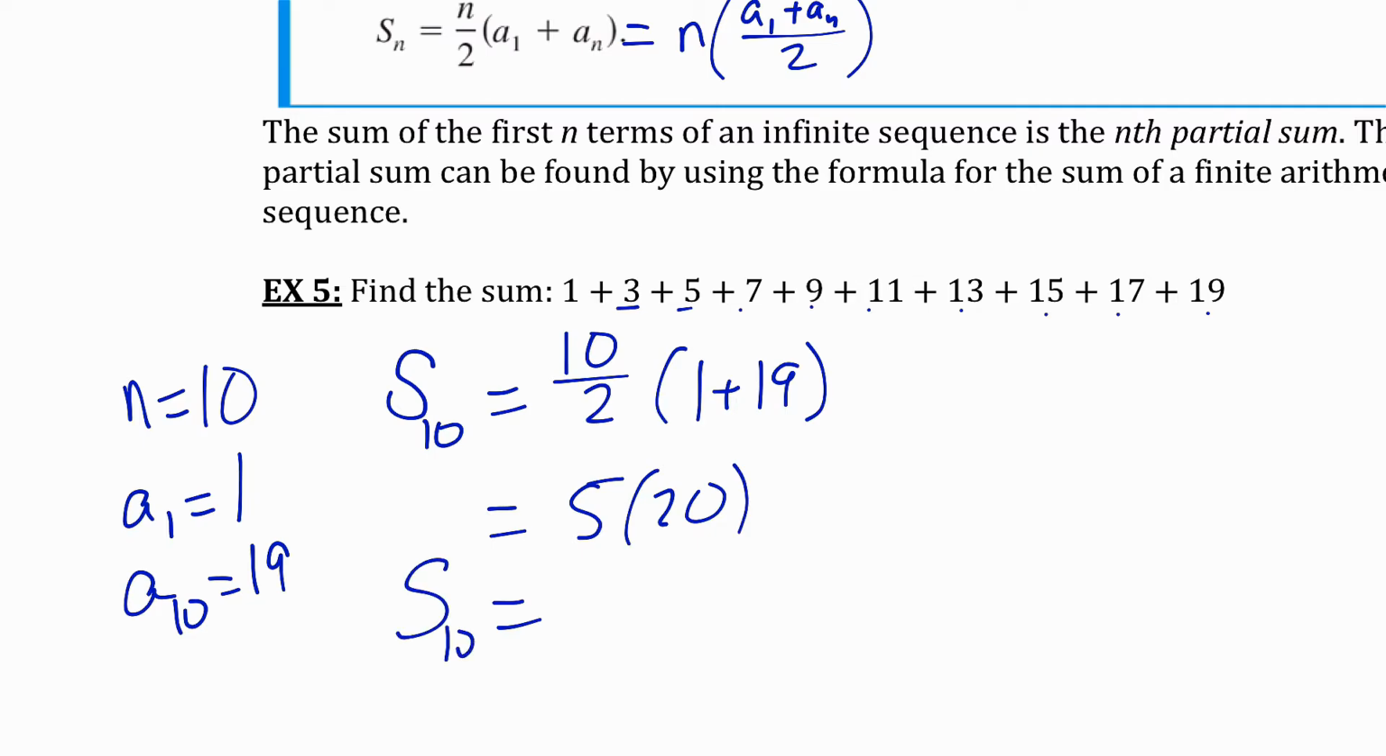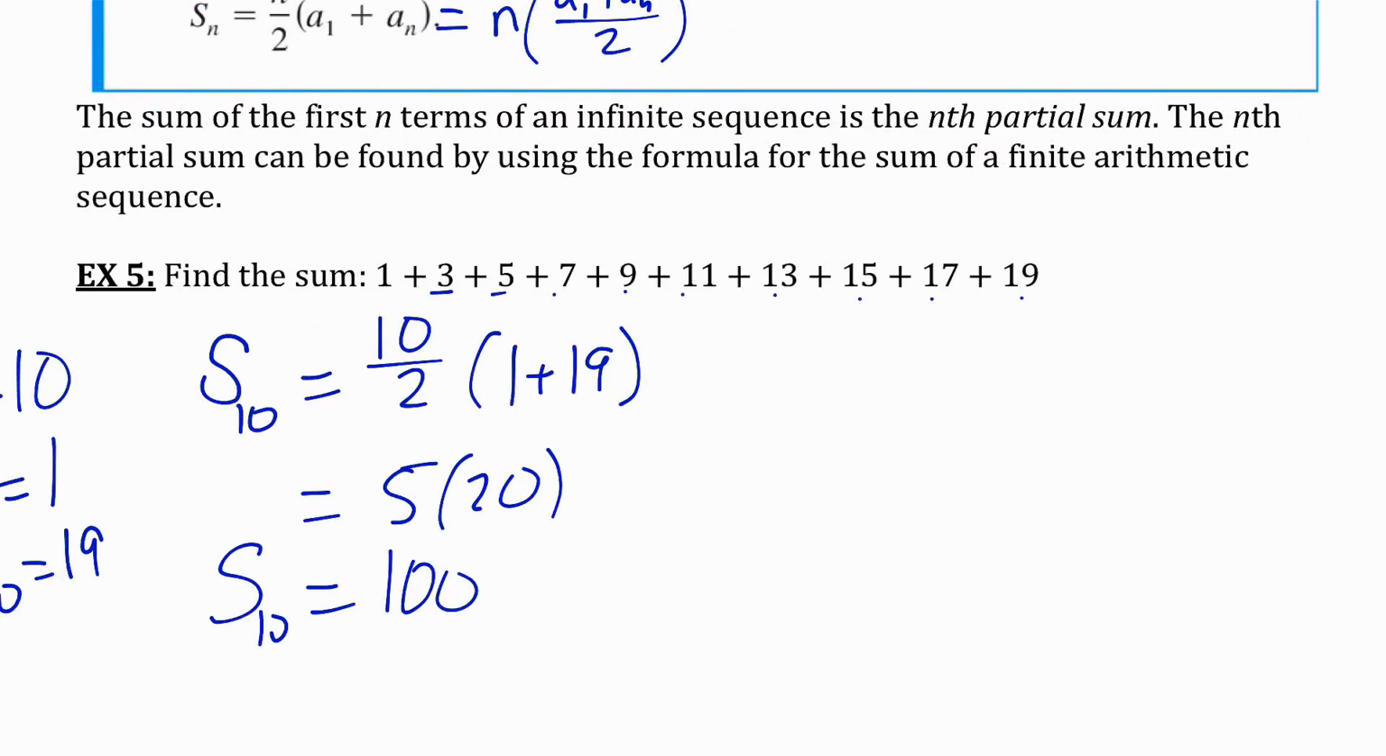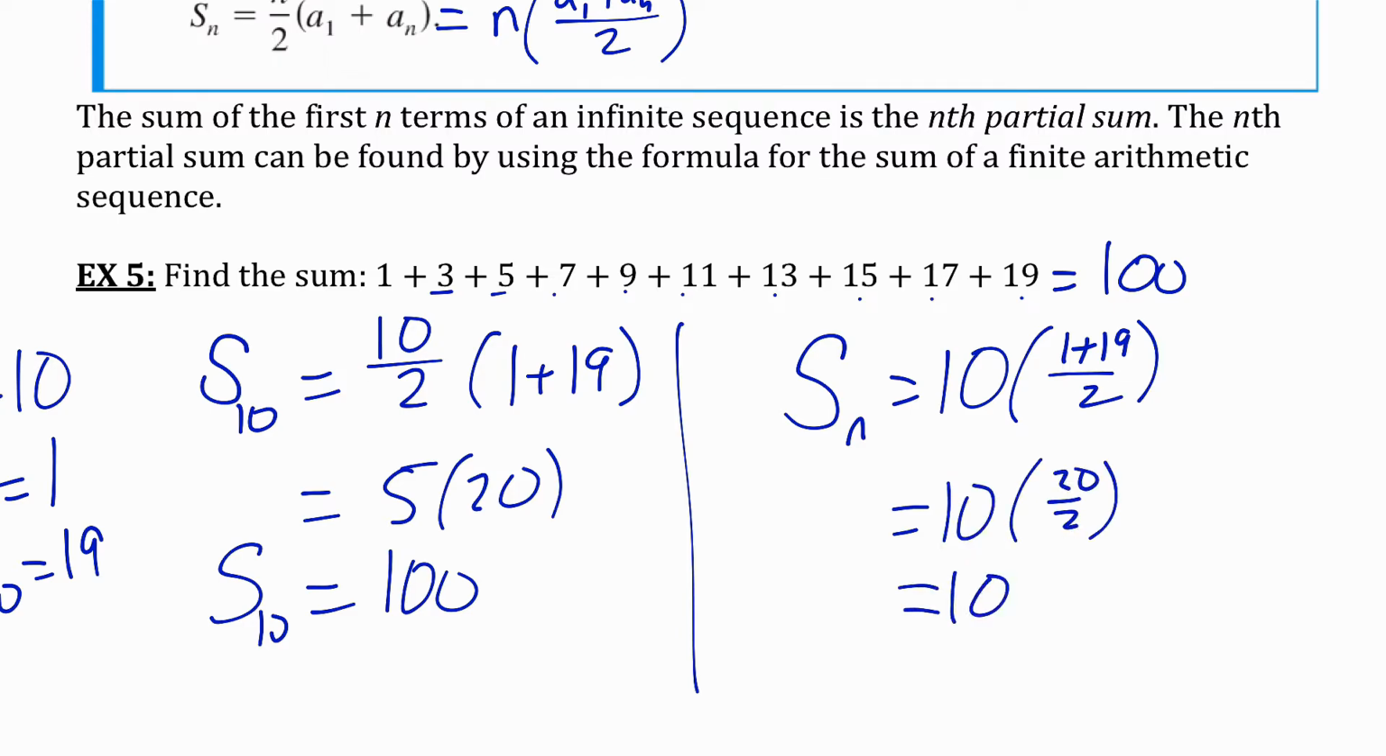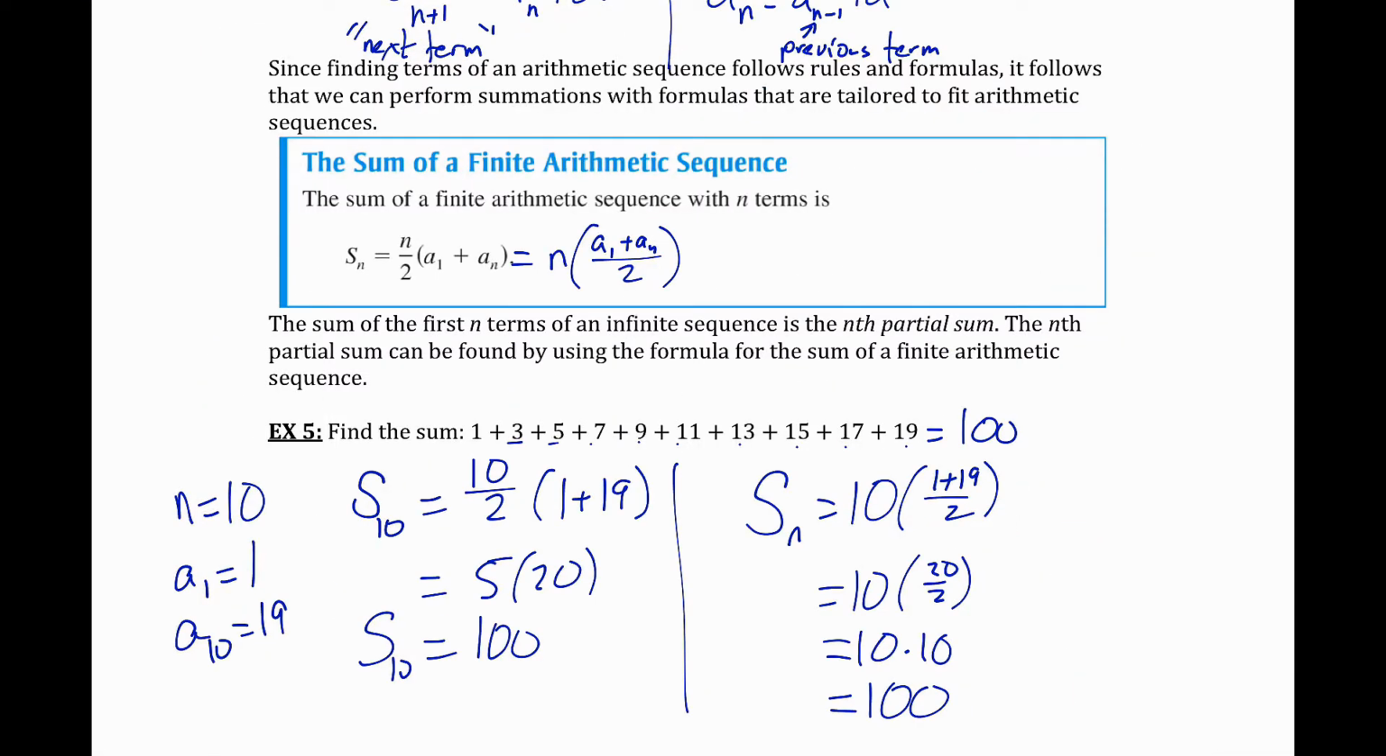So that means the 10th partial sum is 100. So if you were to add this list up as is, it's 100. Now again, I often use the other formula, so it'd be S sub n equals 10 times 1 plus 19 divided by 2. Again, it's the same thing, just in a different organization. We got 10 times 20 divided by 2, which is 10 times 10, which is, hey, look at that, also 100. It does not make a difference in which order you do it. You get the same answer either way. So whichever version of the formula works best for you is going to be the best version.